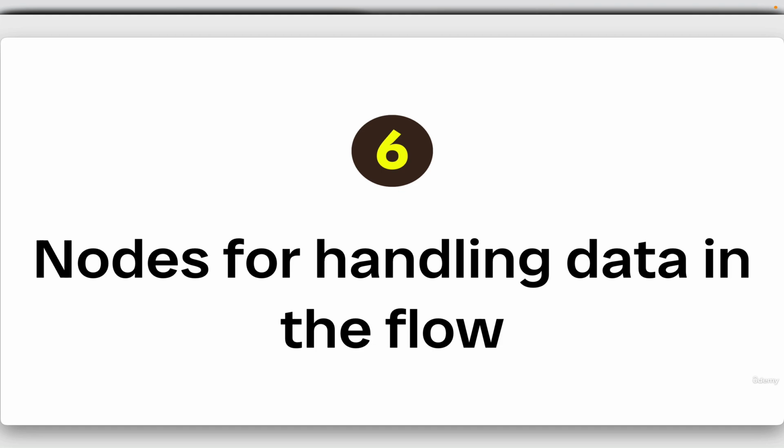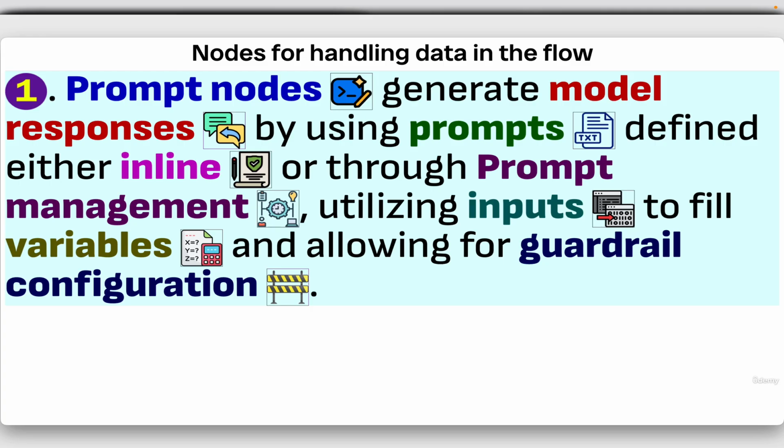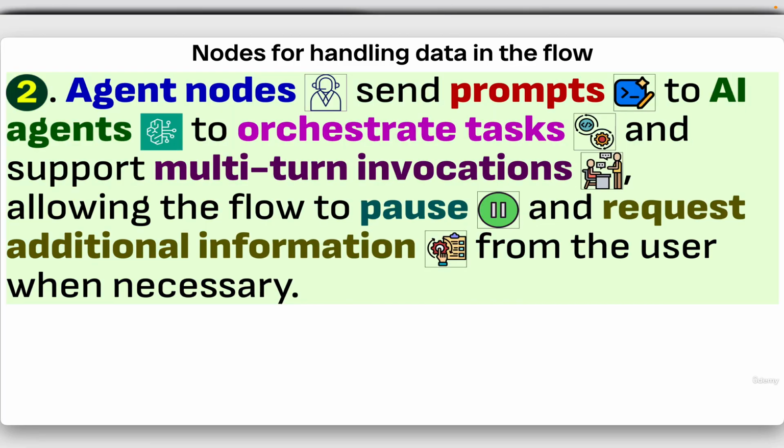Next topic is nodes for handling data in the flow. So we have just seen nodes for handling the conditions or the control flow. This is for handling data. First, prompt nodes generate model responses by using prompts defined either inline or through prompt management, utilizing inputs to fill variables and allowing for guardrail configurations. Agent nodes send prompts to AI agents to orchestrate tasks and support multi-turn invocations. That allows the flow to pause and request additional information from the user when necessary.